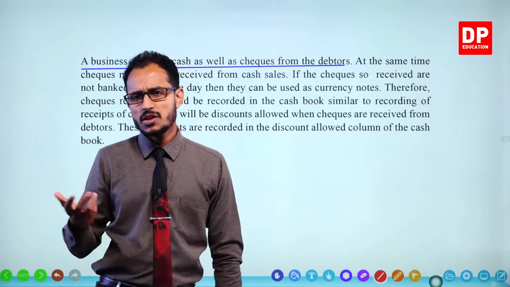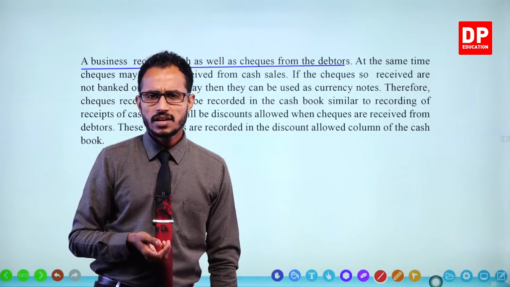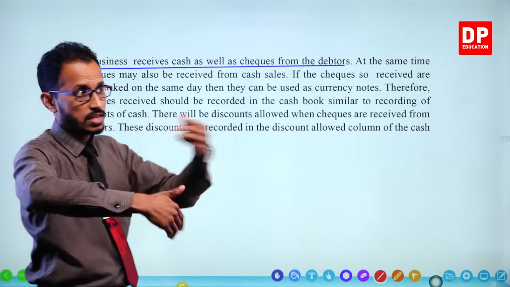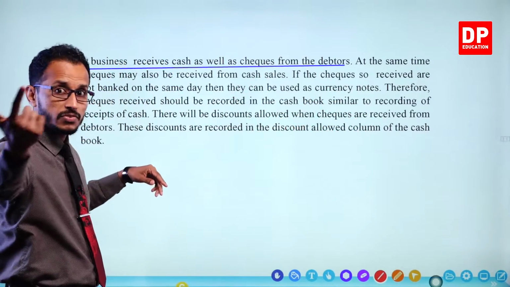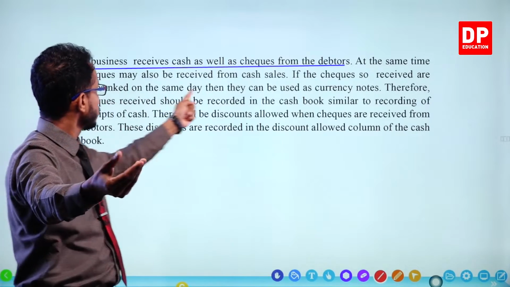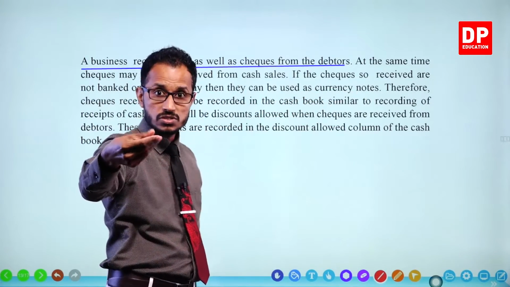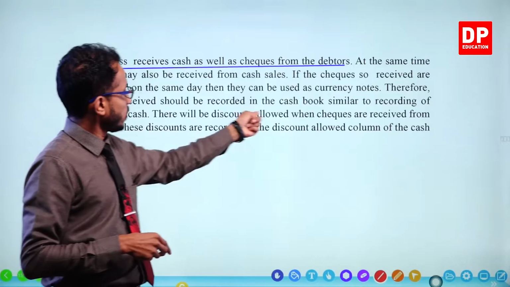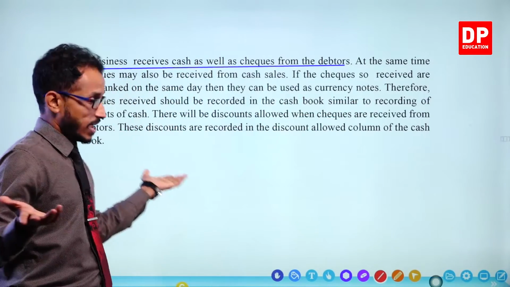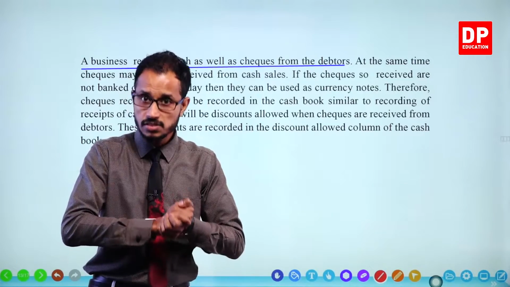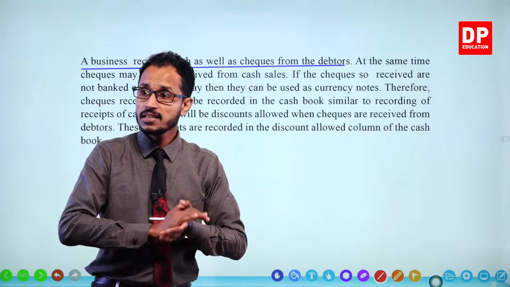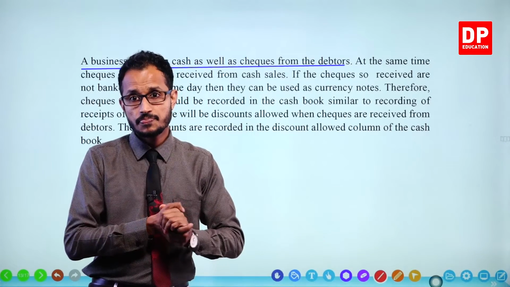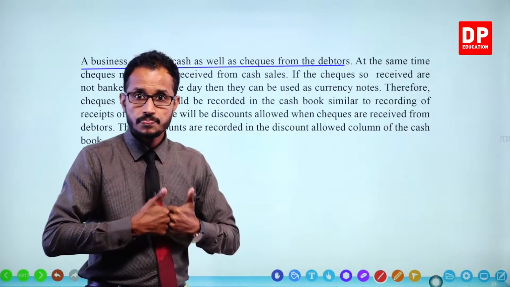You can use checks instead of currency, instead of cash, right? If the checks received are not banked on the same day, if you have checks at hand, you can use those checks just like money. Therefore, checks received should be recorded in the cash book, similar to recording of cash. Even though you receive checks, they should be recorded just like you record cash received.